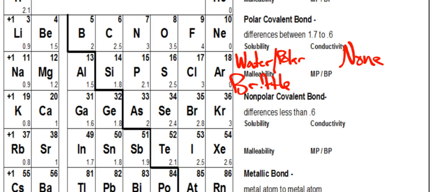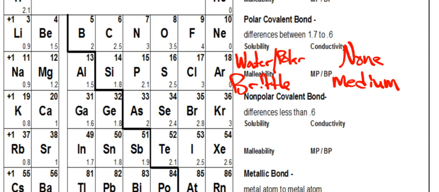All right, then the melting point and boiling point for these, they are the ones that are the medium. Good so far? Silence means yes.